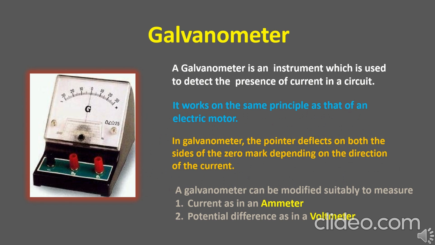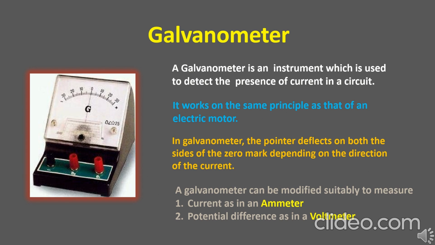What do you see in this picture? A galvanometer. What is the use of a galvanometer? A galvanometer is an instrument which is used to detect the presence of current in a circuit. So when you join a galvanometer in a circuit, it will tell you the presence of current. It works on the same principle as that of an electric motor.